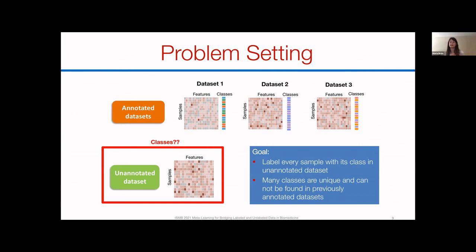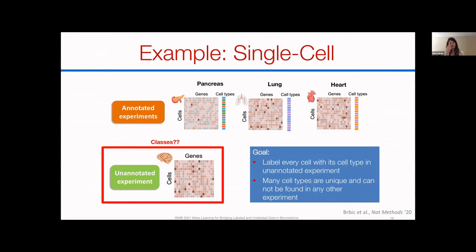For example, abundantly labeled data sets may correspond to different tissues, such as pancreas, lung, and heart. In the single cell data, there is maybe one experiment on the pancreas data, and it is already labeled, we have the data, it is easily accessible. And then we are given a new data set, which is coming from brain cell types. And many cell types here are unique. The question is, can we reuse these previously labeled data sets to solve this task? Our task is to label every cell with its cell type in the unannotated experiment.